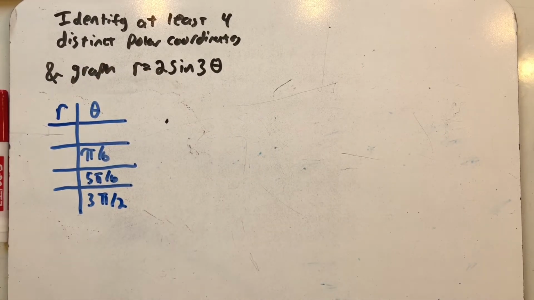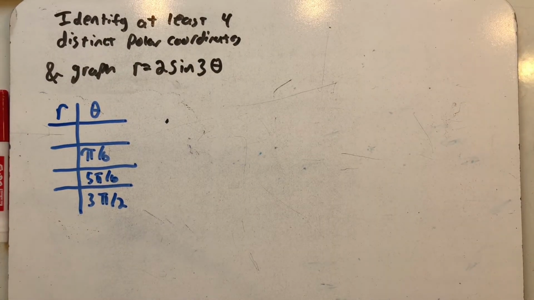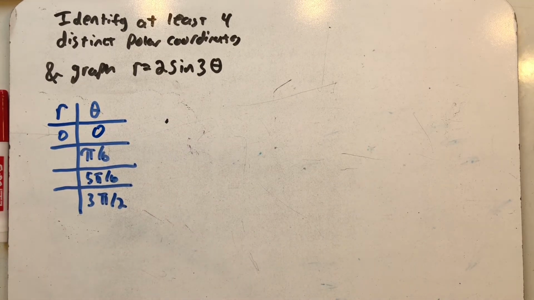And kind of suspiciously, I left a blank spot on my table because I need at least 4 points, and I realize I also go through the pole. And if I plug in a 0, well, sine of 0 is 0, and I'll be going through the origin, right? I'll have a point there at the pole.